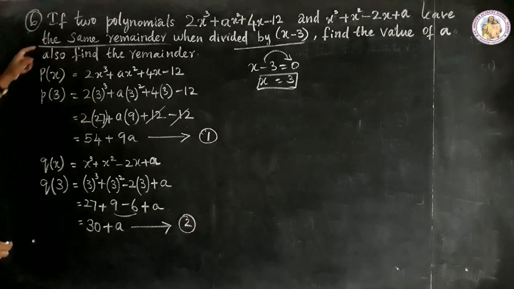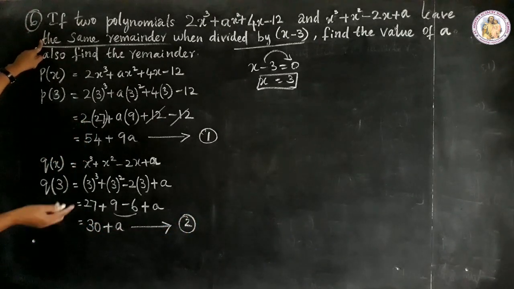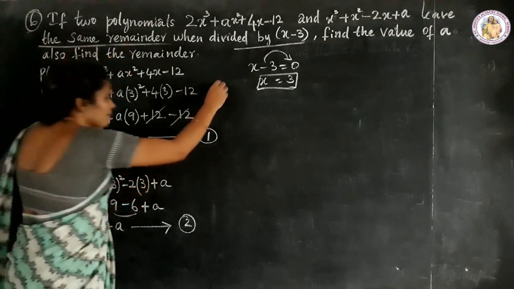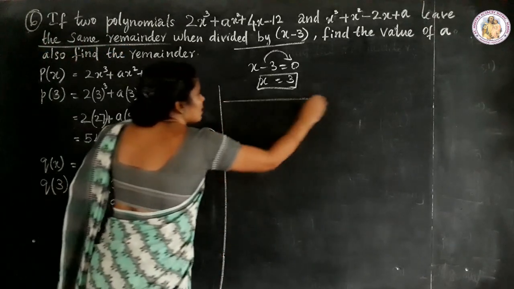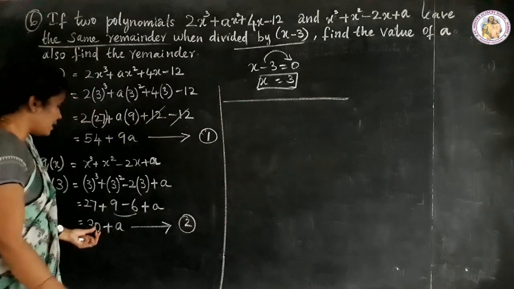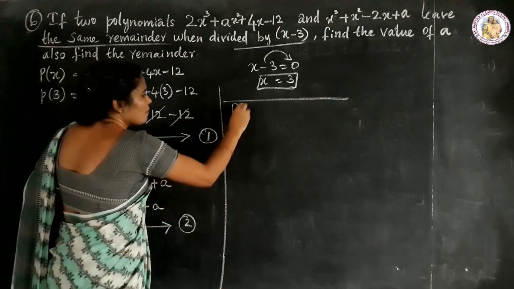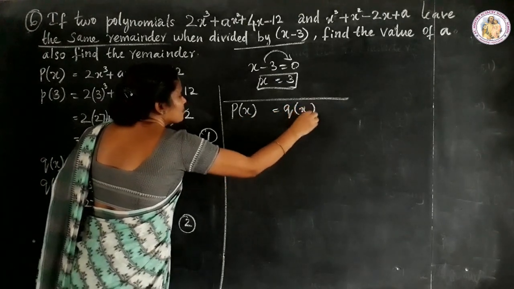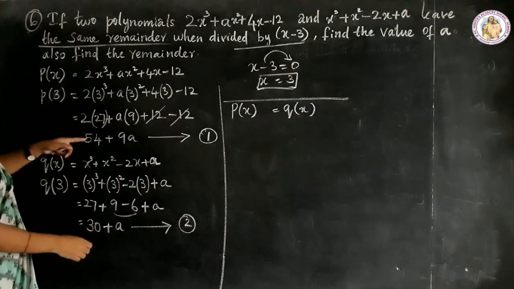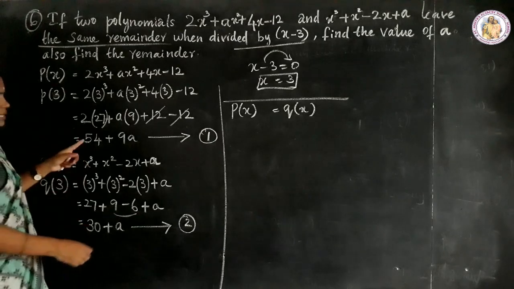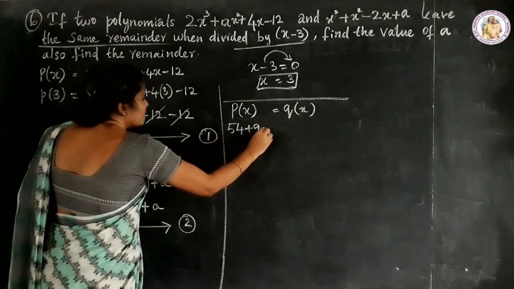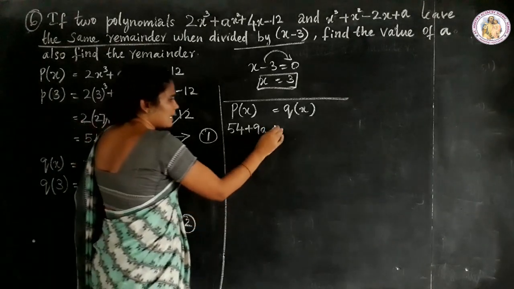Now as it is given in the question that the two polynomials leave the same remainder. Okay. So when it leaves the same remainder, considering p of x is equal to q of x. Both are same. Okay, now write, first equation is equal to second equation. So 54 plus 9a is equal to 30 plus a.